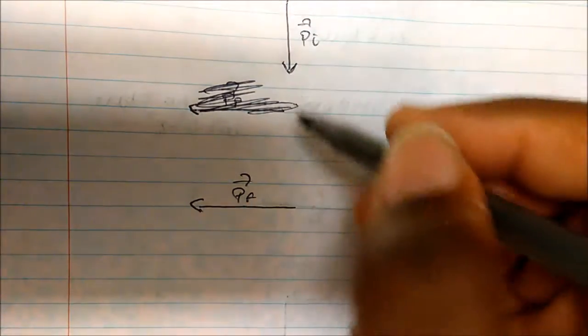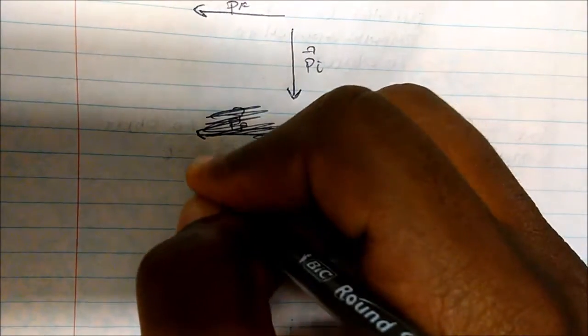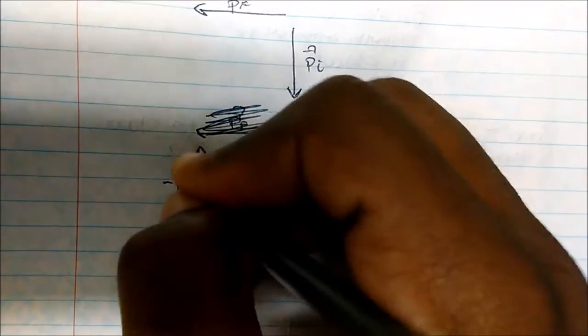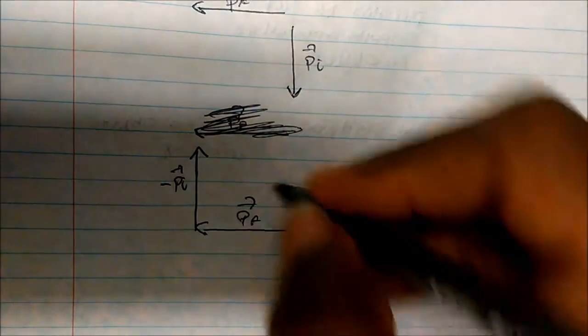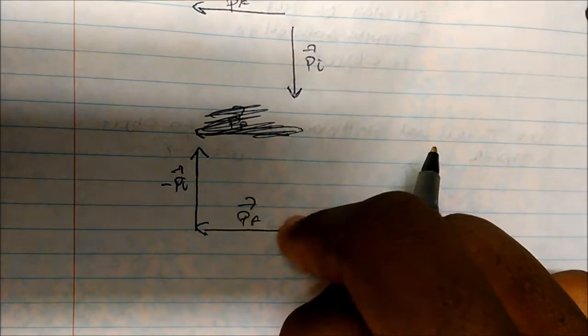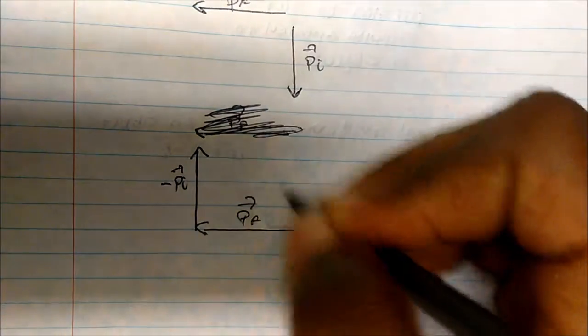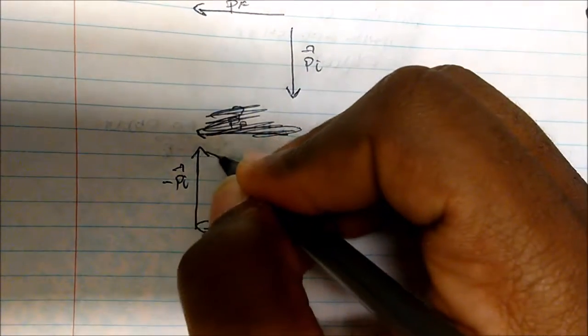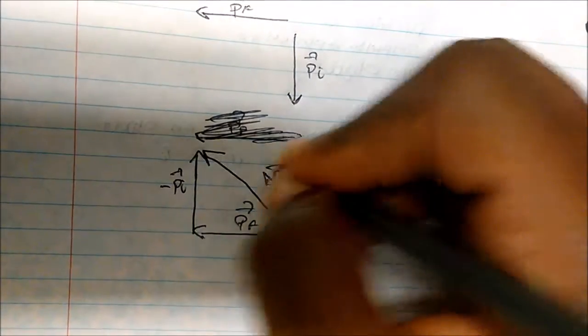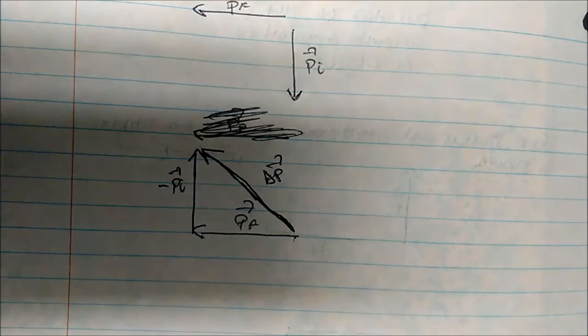Okay, so P initial is going down. I'm going to flip it the opposite direction. That will give me negative P initial. So I just put the tail at the tip of P final. So this is negative P initial. And then the new vector goes from the tail of P final to the tip of negative P initial. And there's our new vector, and this would be the change in momentum. Sorry guys, my vector struggle. All right, let's look at the last one.